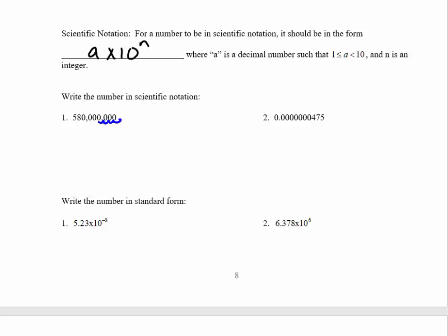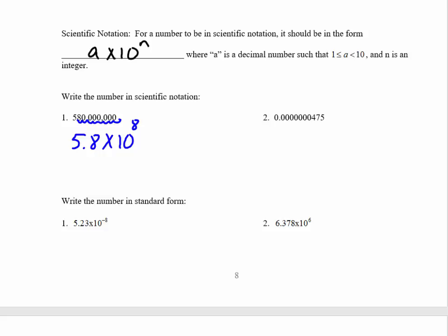1, 2, 3, 4, 5, 6, 7, 8. So we need to move the decimal 8 places to the left. So 5.8, drop off all the other zeros, times 10, and since we moved it 8 times, we'll say n is 8. Now why is it positive and not negative?